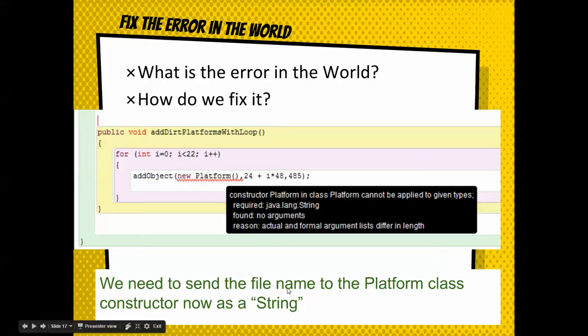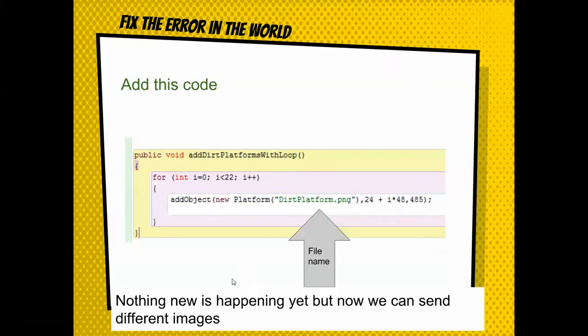Okay, so we need to send the file name to the platform class constructor now as a string. How do we do that? What is that going to look like? Okay, it's going to look something like this. So we're going to go to our world, and the name of my picture was dirtplatform.png. So you're going to put whatever yours was in there. Okay. All right. So this is going to fix that error, right?